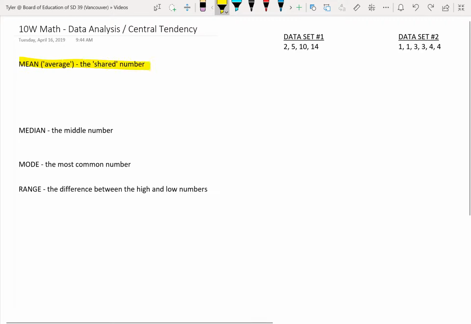Going to start with mean first. You've probably heard it called average, like if you find the average mark of the class or your average mark in a class, that's what mean is. It's kind of like the shared number. It's hard to describe well. Basically, it's a number that represents the whole group, how the whole group does. The way that you find it is you take the sum of all the numbers and you divide it by the number of numbers.